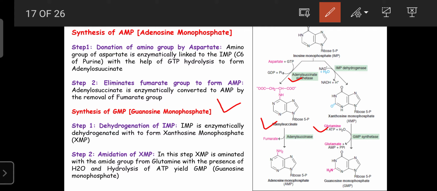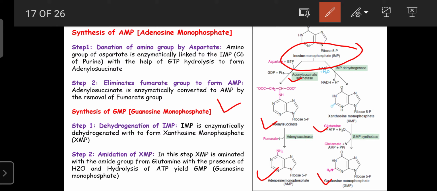So like that, AMP, adenosine monophosphate, and GMP, guanosine monophosphate, are formed from the inosine monophosphate. So the purine nucleotides like AMP and GMP are formed from the IMP by de novo synthesis.